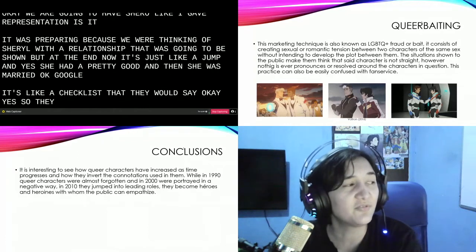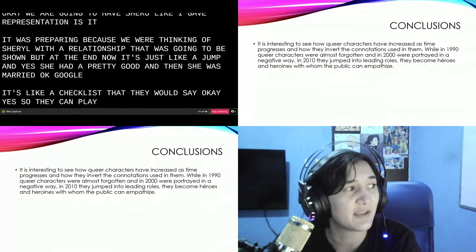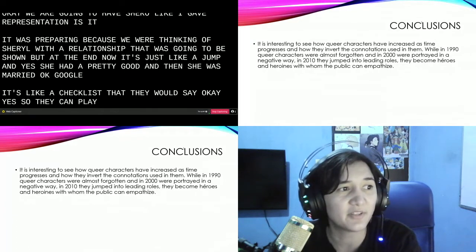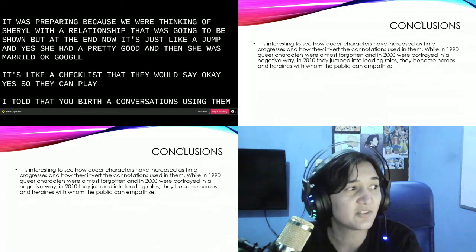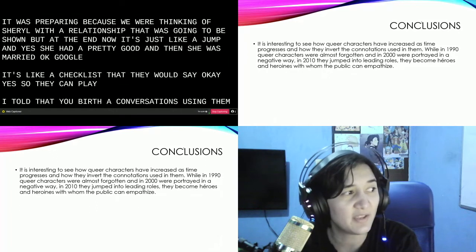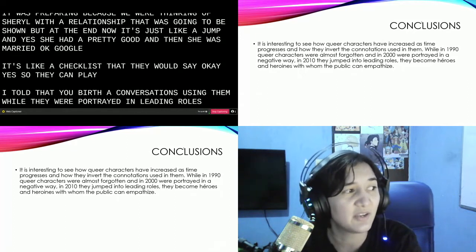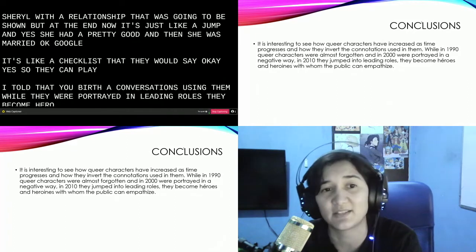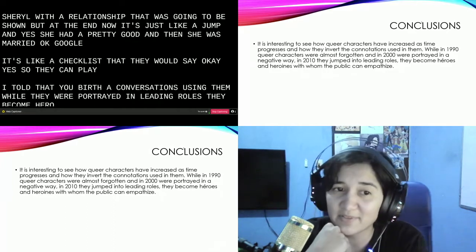So the conclusion for this is that it is interesting to see how queer characters have increased as time progresses and how the connotations used for them have been inverted. While in the 1990s, queer characters were almost forgotten and in 2000 were portrayed in a negative way, in 2010 they jump into leading roles. Sorry, they become heroes and heroines with whom the public can empathize. So that is basically my presentation.